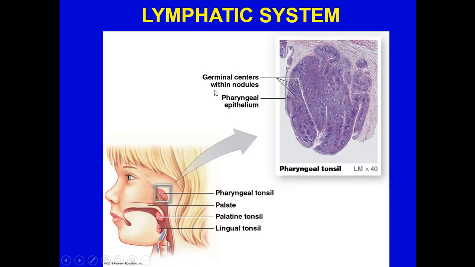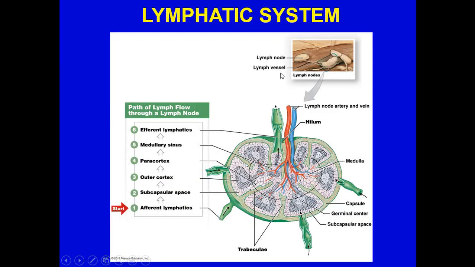Here we have the lymphatic system as we talk about the pharyngeal tonsil. If you notice, there are a variety of germinal centers there within the nodes, and you have this pharyngeal epithelium. The pharyngeal is sort of in the back in this area of the pharynx, the naso-oropharynx. You have in the oropharynx area the palatine, and then the lingual, which is at the base of the tongue. Now, here's a lymph node. If you notice, the lymph node is connected by lymph vessels.